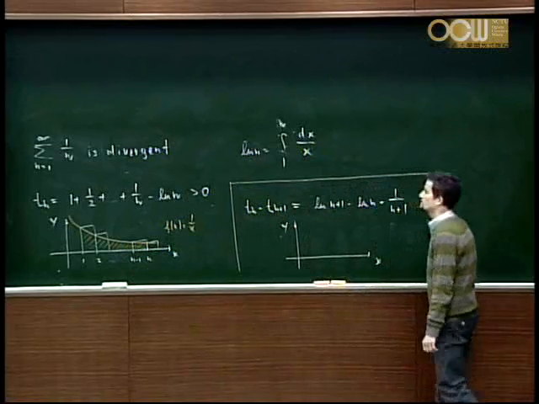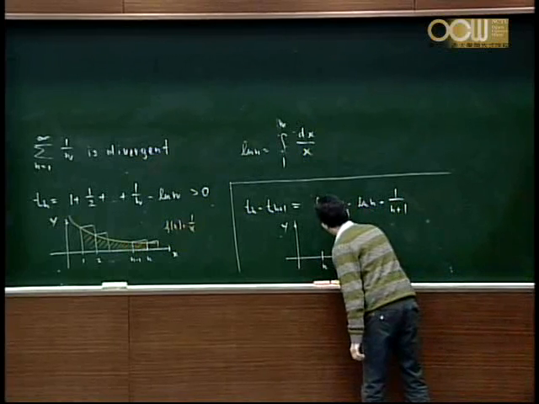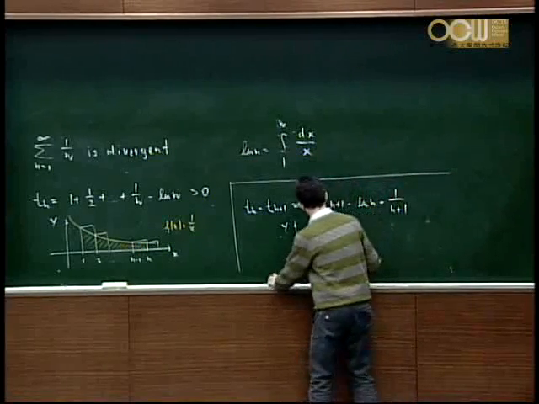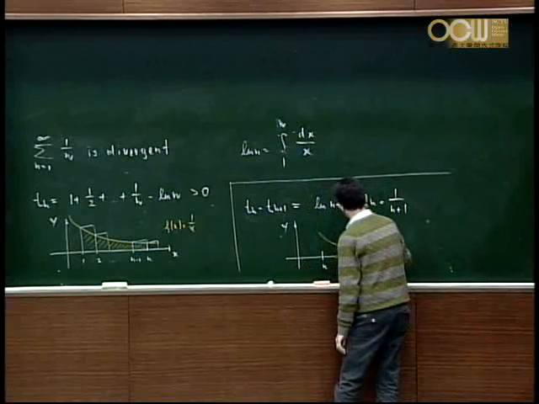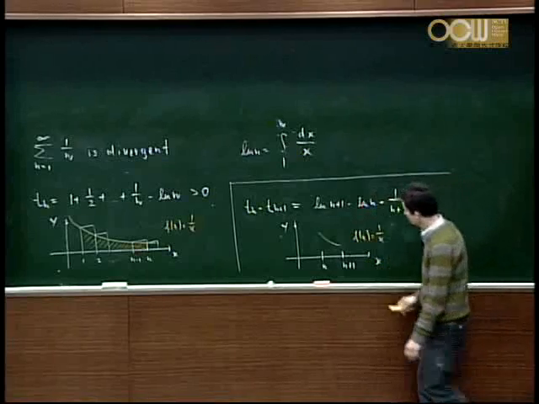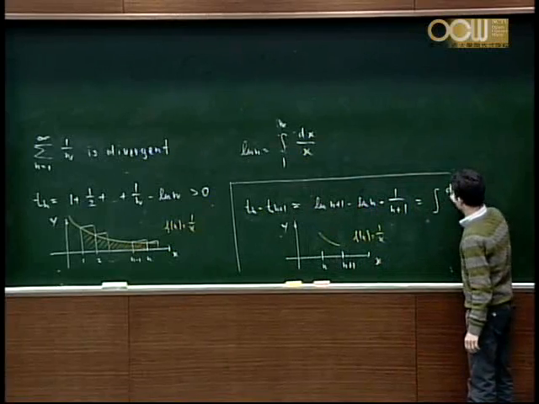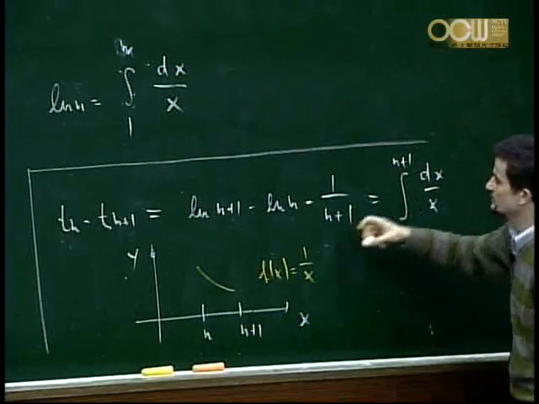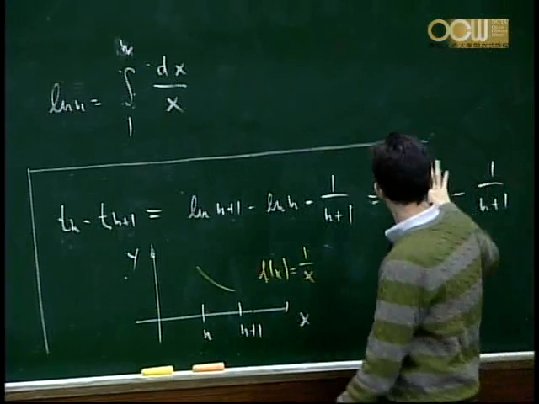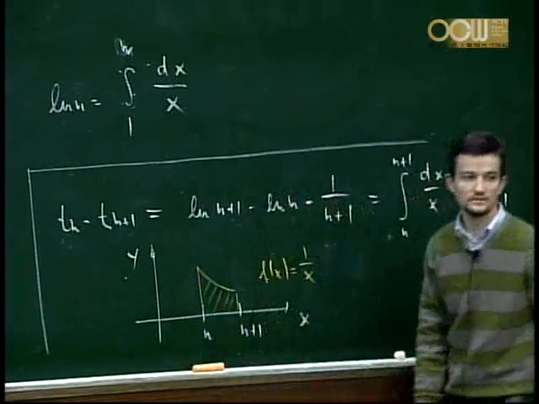Because it's somehow related to the proof of the integral test. So you see that if we look at this interval from n to n plus 1, and if we look at the function f of x equal to 1 over x, then we can interpret this as the integral dx over x, from n to n plus 1. So this is this part here, minus 1 over n plus 1. And this part, by the area interpretation, is the area below this function here.